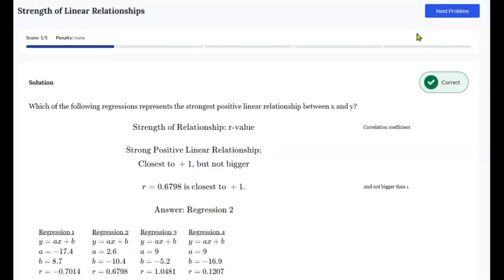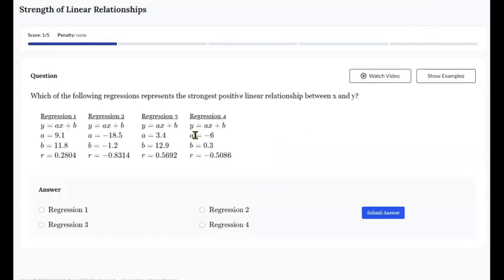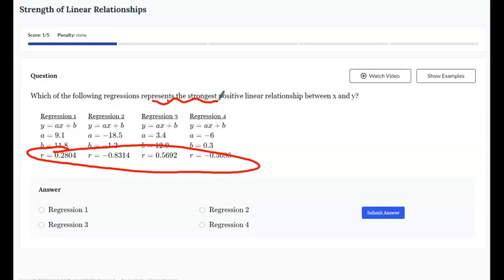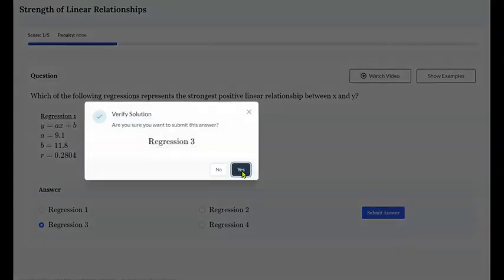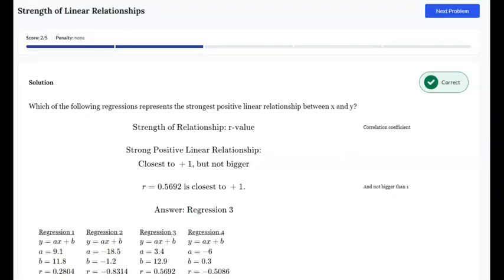Again, for each of these, you're going to look solely at the R values and choose what they're looking for. Strongest, positive. That's negative, and this one is stronger than 0.28. So the answer for us is regression equation 3. And that will finish off homework number 14.